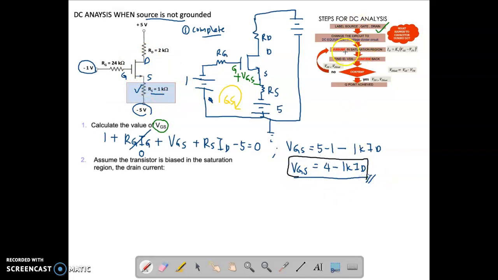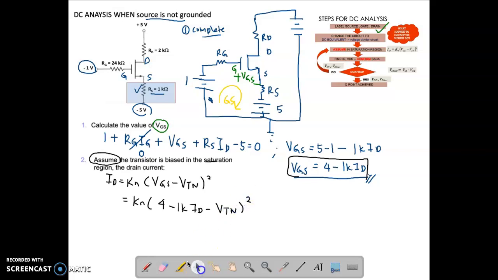Okay, so now we go to the second part. What you need to write here is the word assume. We are going to assume saturation. So which formula are you going to use? ID equals Kn VGS minus VTN squared. Okay, so what is the VGS here? This is your Kn. What is your VGS? It is an equation, 4 minus 1K ID, and minus VTN squared.